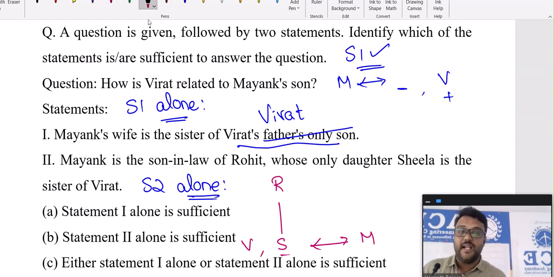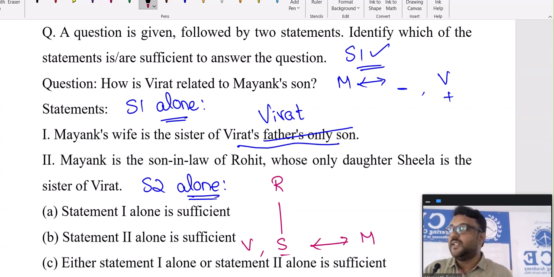How is Virat related to Mayank? Here also I have taken Virat as a male. Okay, Virat as a male. Virat is a brother of Sheila. We're taking Virat as a male, then Virat is a brother of Sheila, and Virat is brother-in-law for Mayank.